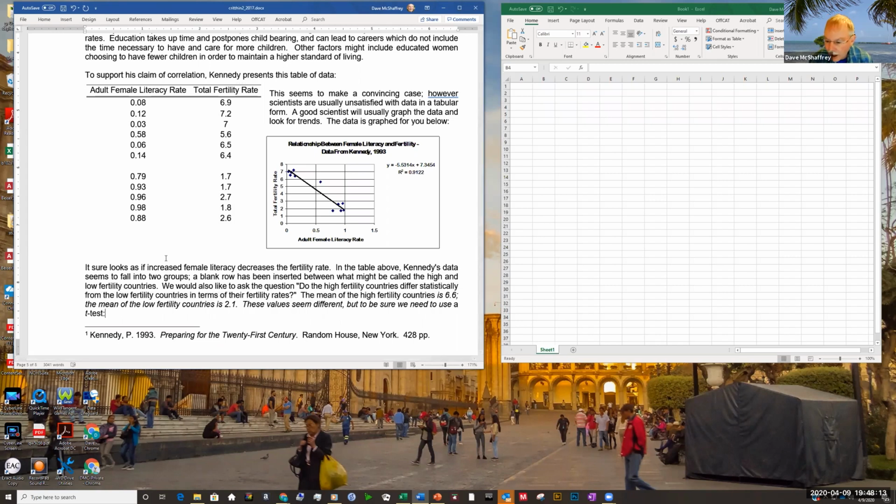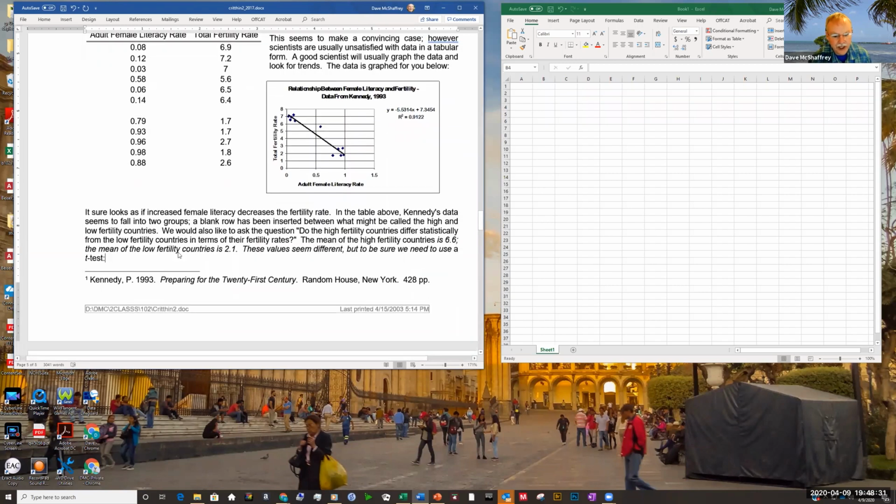They seem different. Okay, in the assignment, I'm going to ask you, is there a significant difference there? And why do you say that? And some people say, well, of course there's a significant difference because one's 3 times bigger than the other. That doesn't mean anything at all. You have to do a statistical test. So we need to do a t-test.